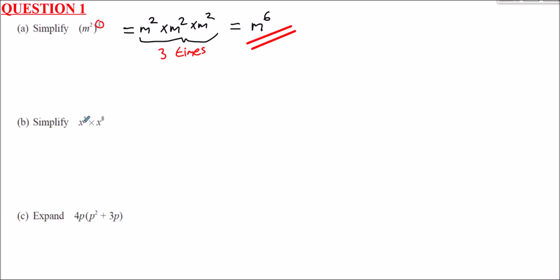This one, simplify x to the power 5 times x to the 8. That's x times x times x times x times x times, I can't even be bothered saying it. This one is a case of doing 5 add 8. That will give x to the power 13.